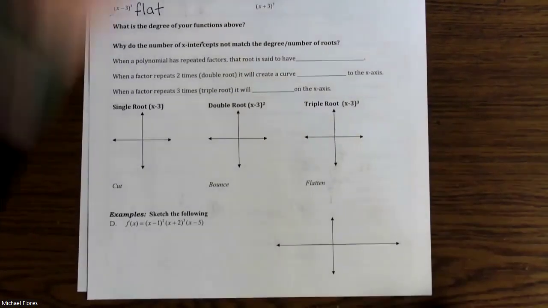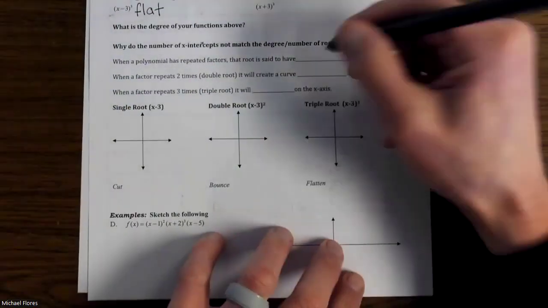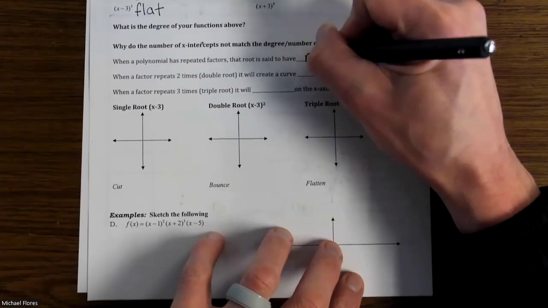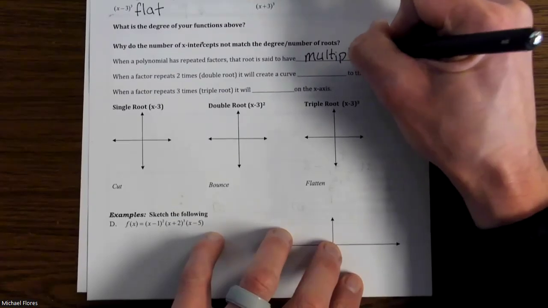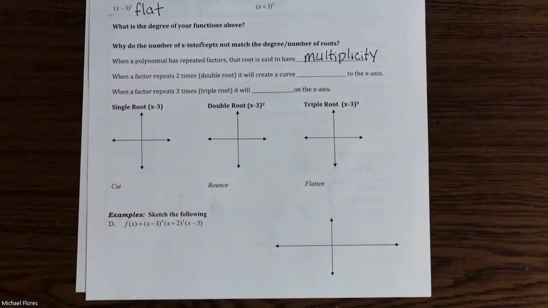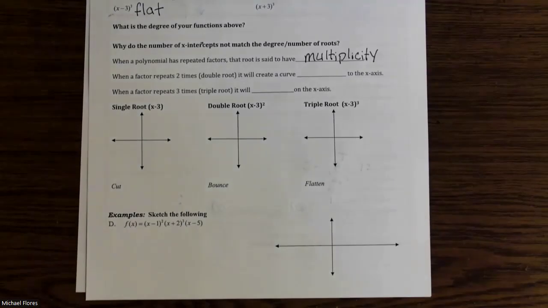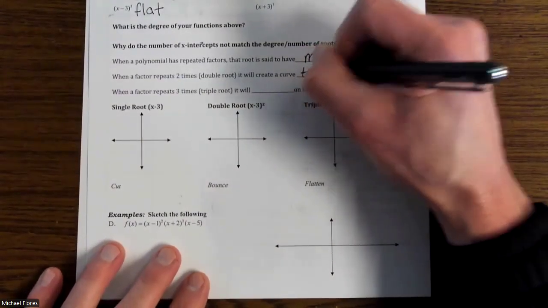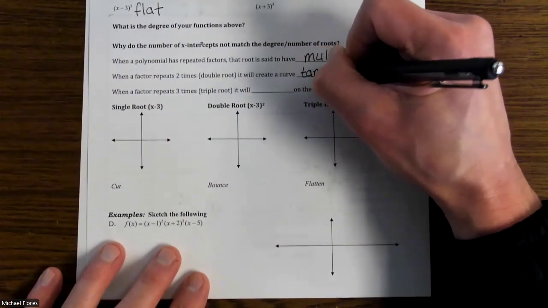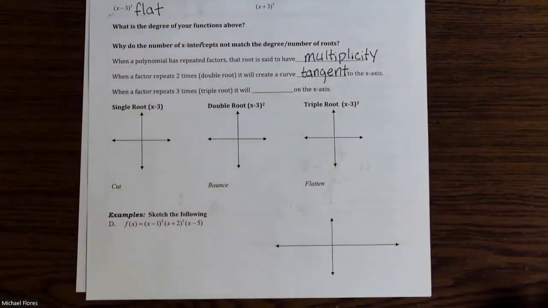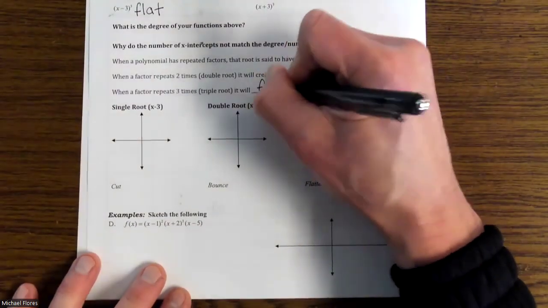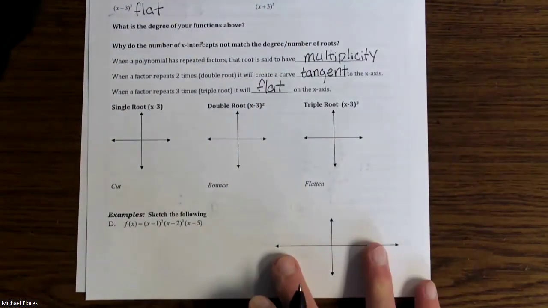When a polynomial has repeated factors, that root is said to have multiplicity. When a factor repeats 2 times, double root, it will create a curve. Now, I've been using the word bounce. Yes, it will bounce. The more technical term is tangent. When a factor repeats 3 times, triple root, it will flatten at the x-axis.